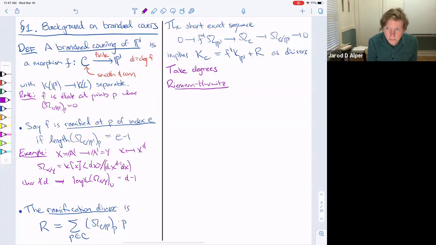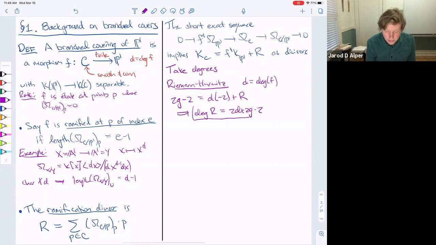So again, d is going to be the degree of f. Just computing, the degree of omega C is 2g minus 2, where g is the genus of C. And therefore this is identified with the degree of the pullback of the sheaf of differentials. So you multiply the degree of omega on P1 by d. So this is d times minus 2, plus the ramification divisor R. And so you get that the degree of R is 2d plus 2g minus 2. And this is the content of Riemann-Hurwitz.